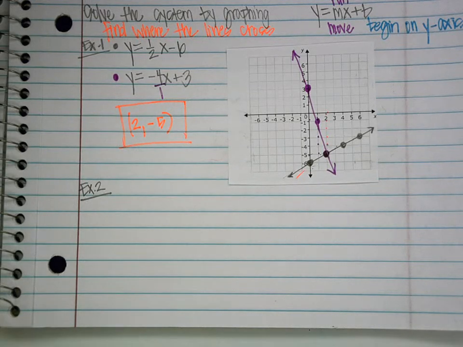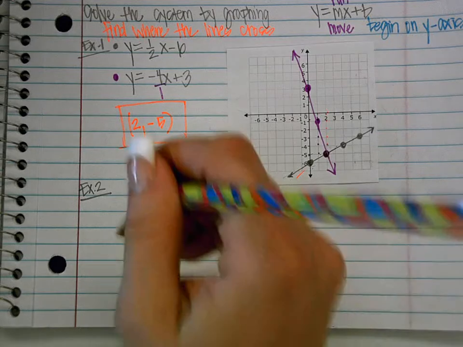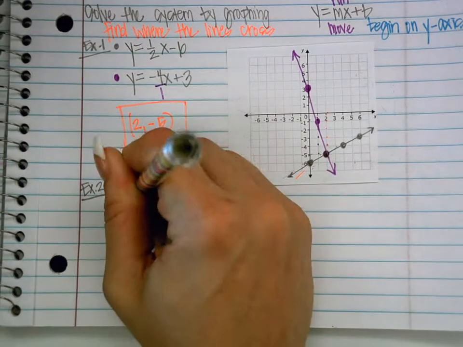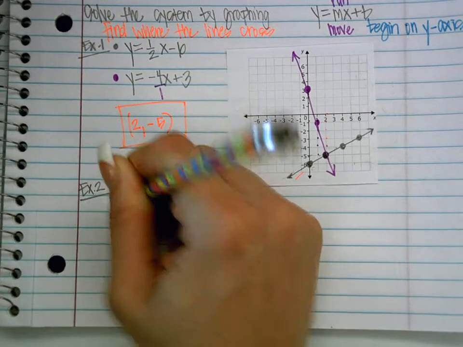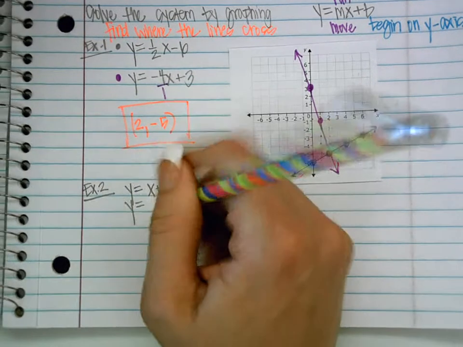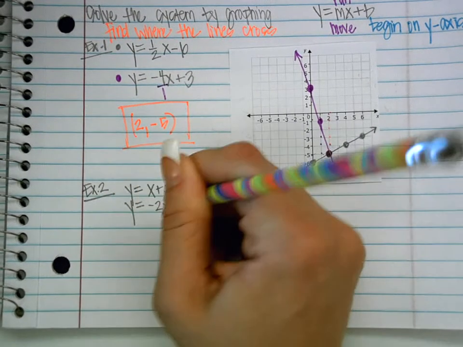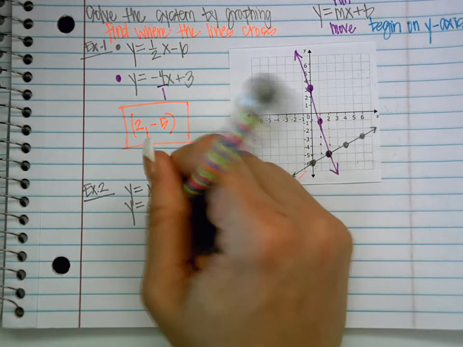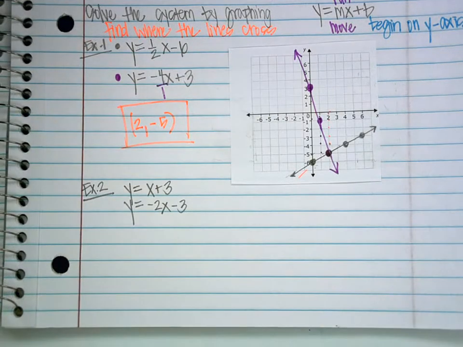Sorry, I'm looking for another one that I like. Okay, let's try y equals x plus 3 and y equals negative 2x minus 3. Y equals x plus 3 and y equals negative 2x minus 3.